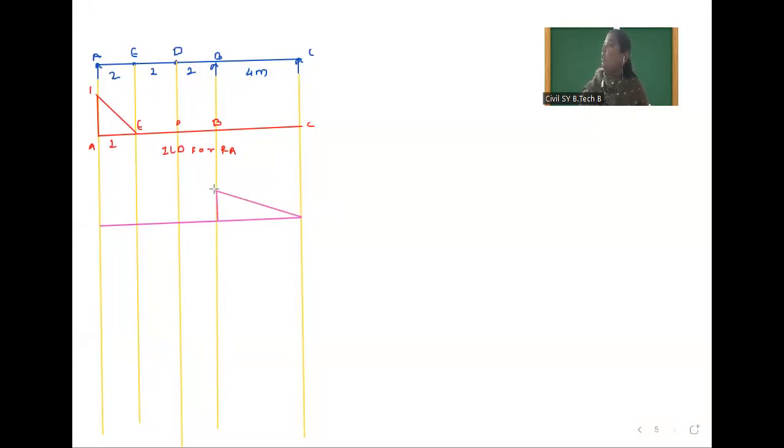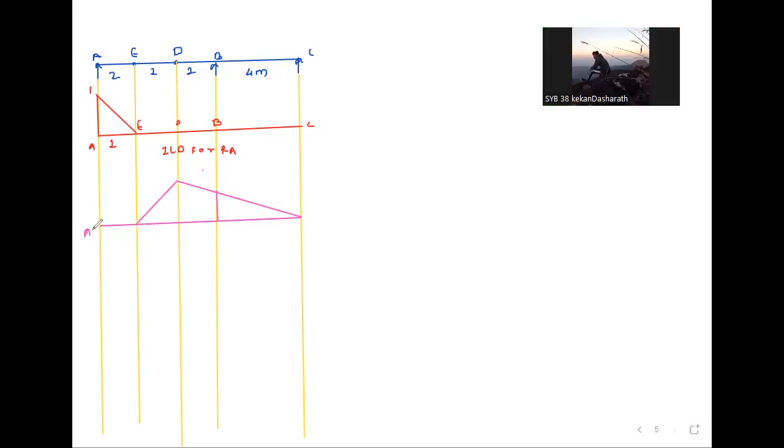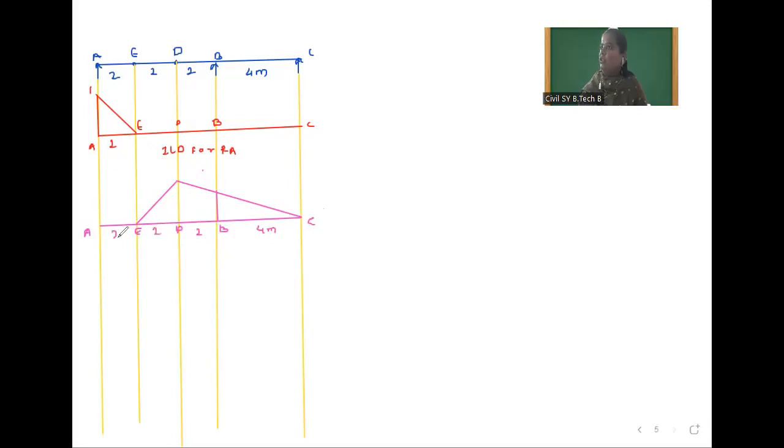But from B to D we have to make it rigid, so it will go up to D point. After that from D we will close at E because at the hinge support value is 0, and from E to A again value is 0. So this is A, this is E, D, B and C. This distance is 4 meter, 2 meter, 2 meter, 2 meter. Okay, so this is one value.